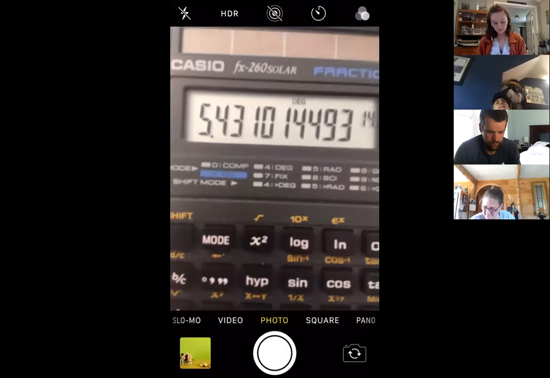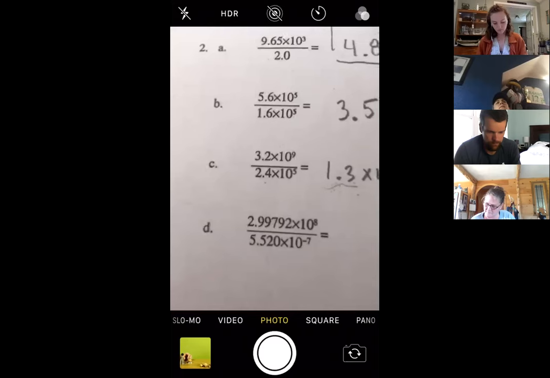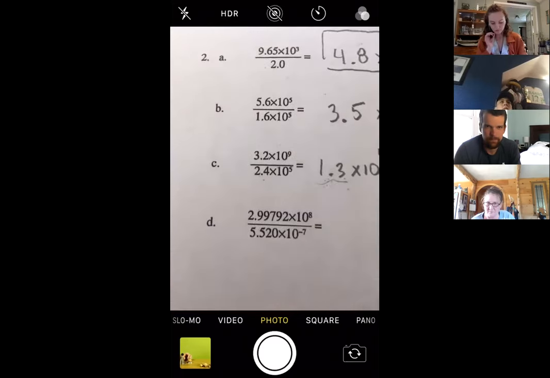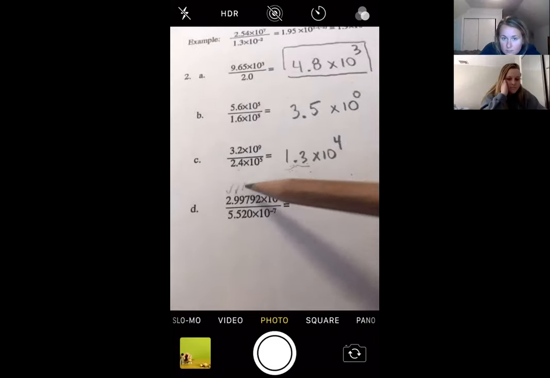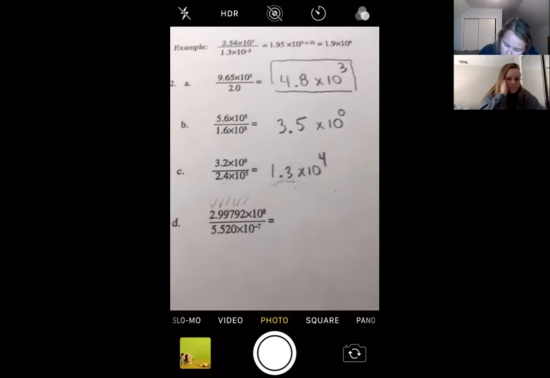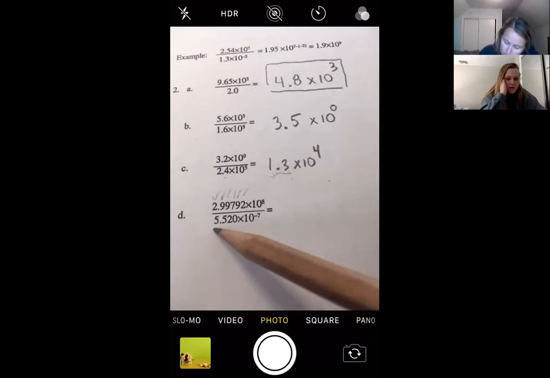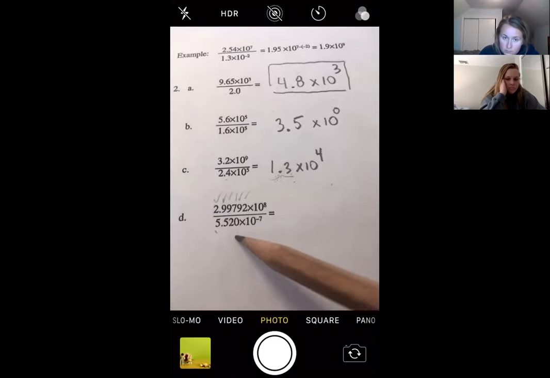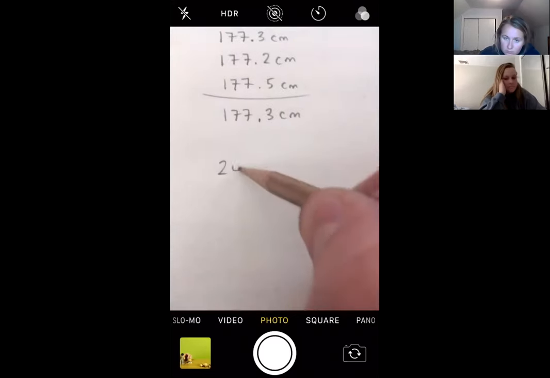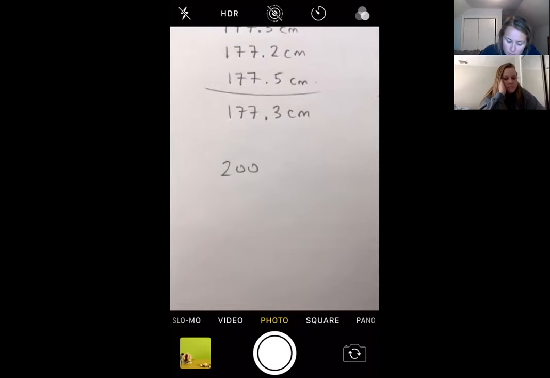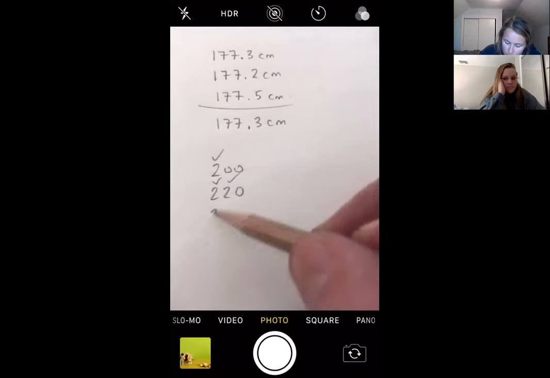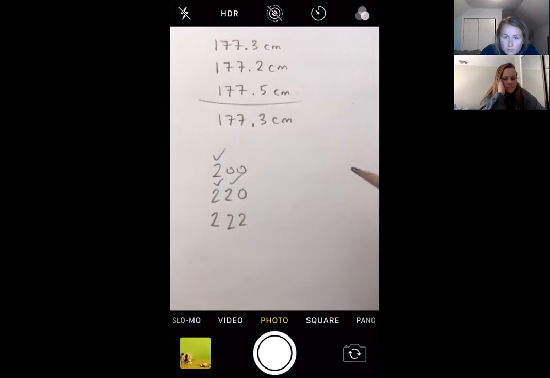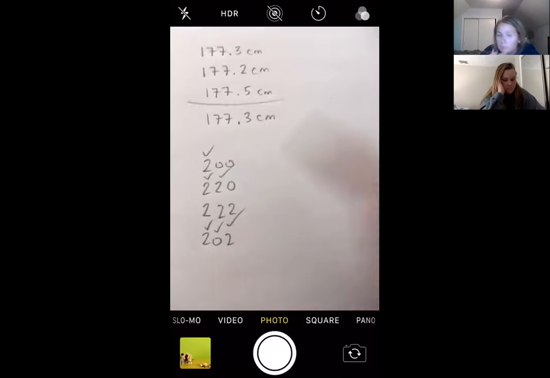So Sarah, how many sig figs do you have in your top number? Six. That's right. The 2, the 9, the 9, the 7, the 9, the 2 are all significant figures. How many do you have in your bottom number? Three. Sarah, when you put numbers into scientific notation, this zero counts. Let's do a quick thing here. Sarah, this number, 200, has one significant figure, okay? Just the two. The number 220 has two significant figures. The number 222 has three significant figures. The number 202 has three significant figures.